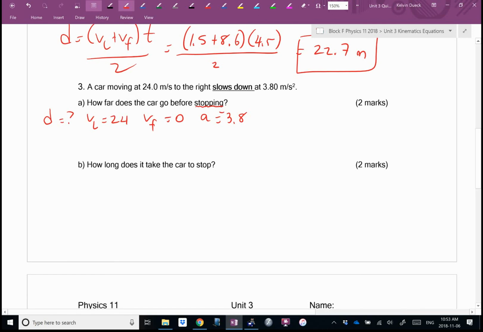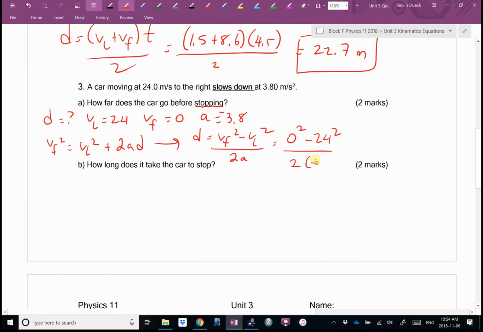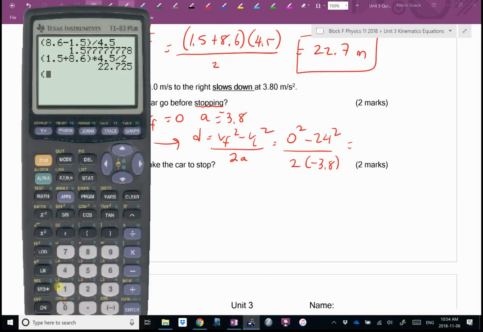Boy, I didn't leave you guys much room to write here. I need to reformat this quiz and give you more room to write. VF squared equals VI squared plus 2AD. D equals VF squared minus VI squared all over 2A. 0 squared minus 24 squared all over 2 times negative 3.8. Oh, you're done. Thank you.